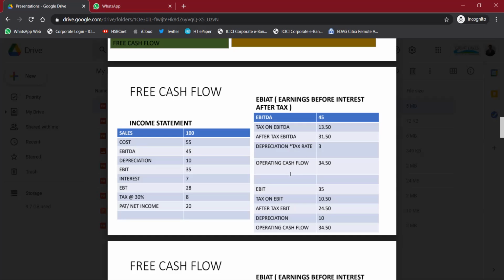But I had removed depreciation earlier, so I add depreciation back over here. That's one of the most important steps that people forget: adding depreciation back after removing it.